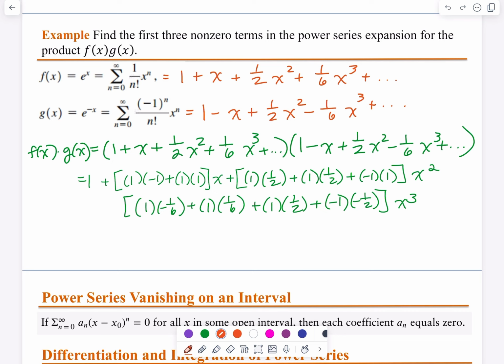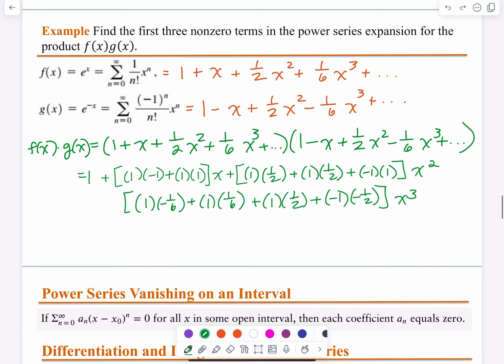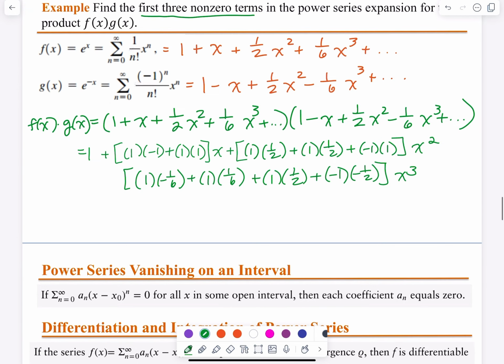Okay, so these are our first 3 non-zeros. So let's see what we have. Well, this is a 1, but this is a negative 1 plus a 1. That's gone. This is a negative 1 plus a 1/2 plus a 1/2. So that's 0. So all of these terms go to 0 except for that 1. So this goes to 0, this goes to 0, and that goes to 0. So we just end up with 1.